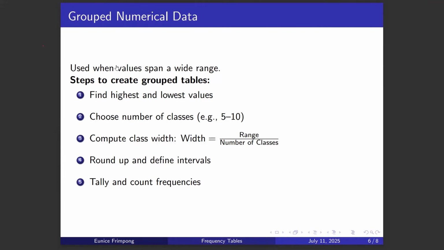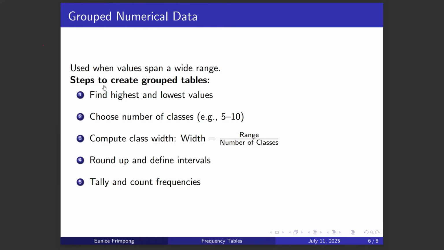It is used when the values are a lot. You have so many data points and the range is very wide. For instance, the smallest number may be 12 and the biggest number may be 120. If you have such a wide range of data numbers, it's important to put the data in groups and then work with the groups.